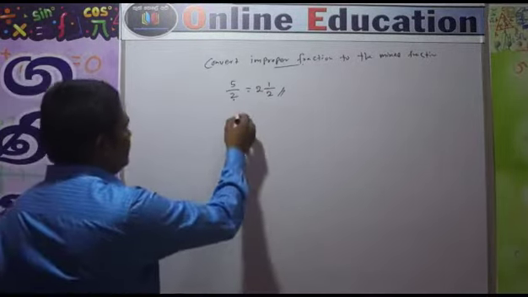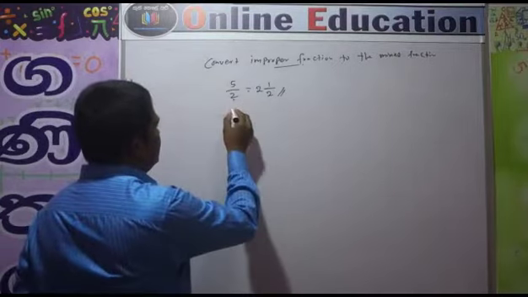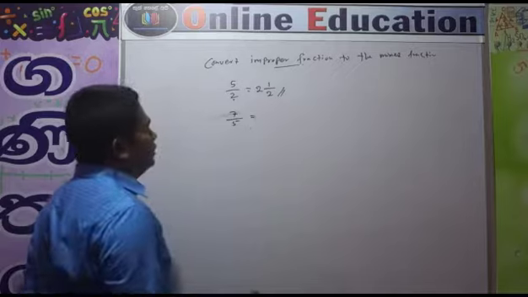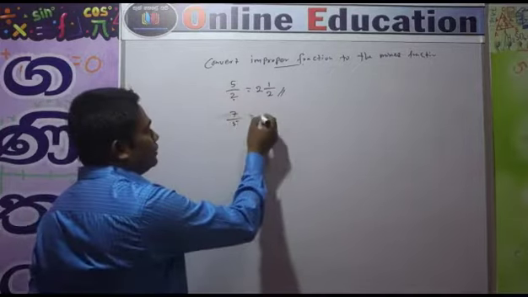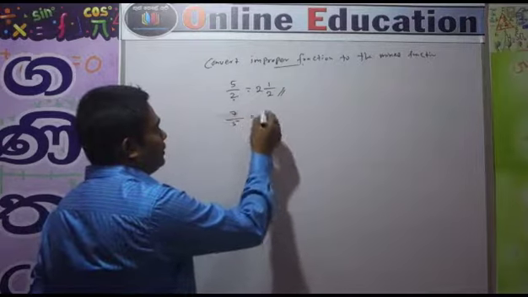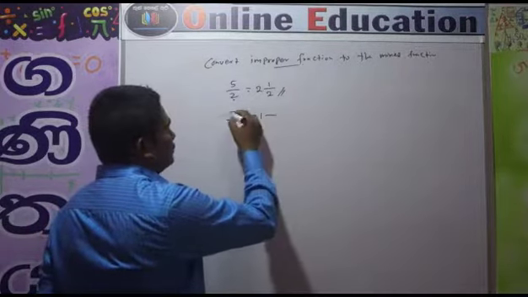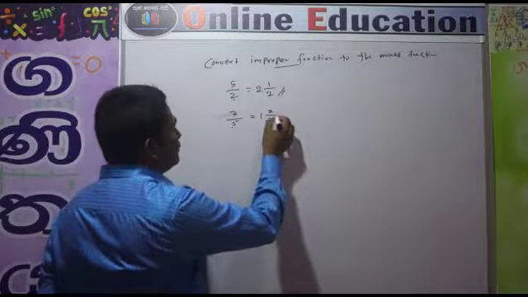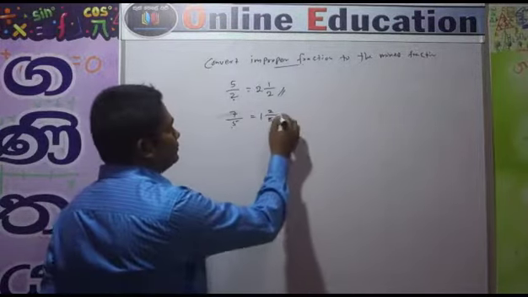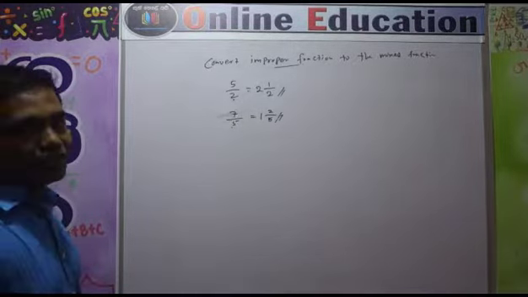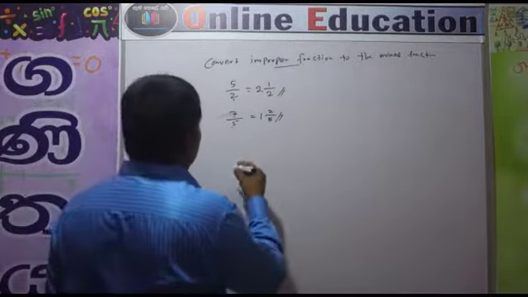Right, next example. 7 over 5. How many 5's for 7? 1. After subtracting 5 from 7, what is the answer here? 7 minus 5, 2. The denominator will be the same. This is the way that we can convert improper fractions to the mixed fraction.